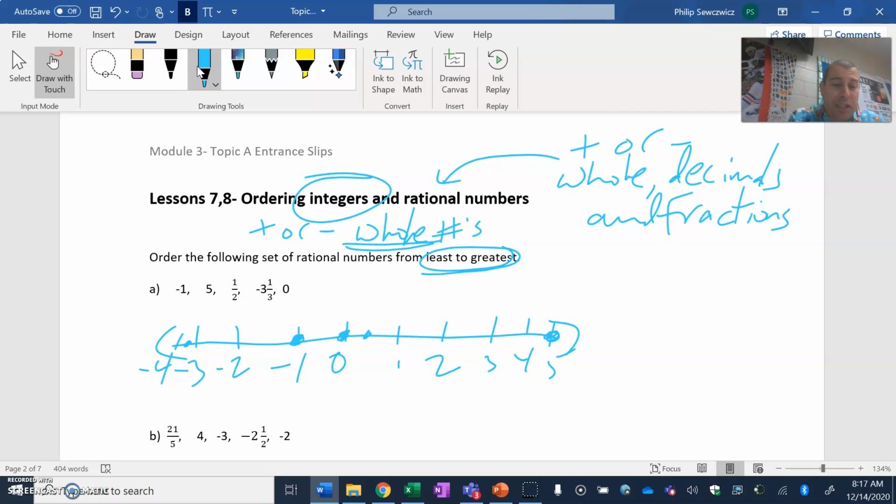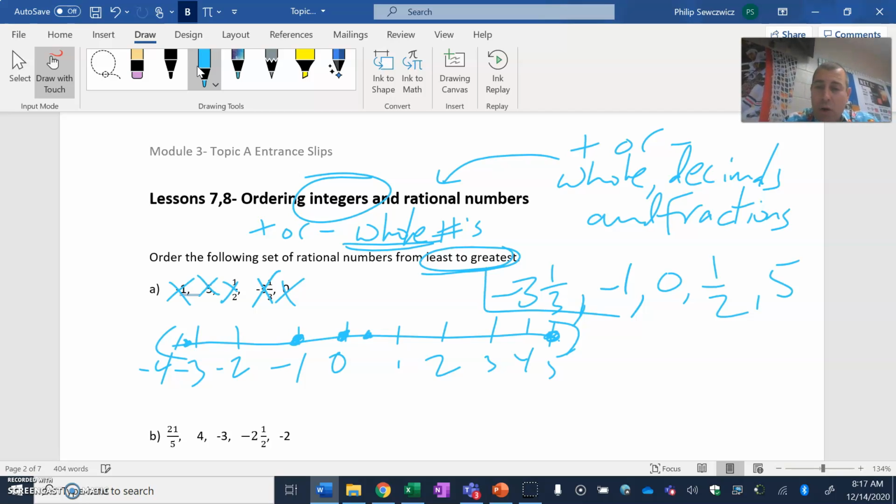So the number that's furthest to the left is way over here. So that is -3 1/3. I'm going to cross it out so I know I've used it. The next one looks like it's a -1. Yep. So let's take him off the list. And then I've got a 0 that's here. And then I've got, oh, that's my 1/2. And then, oh, that's my 5. Yep, there it is.